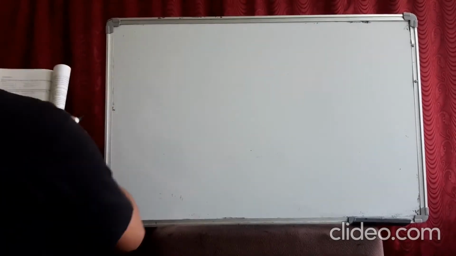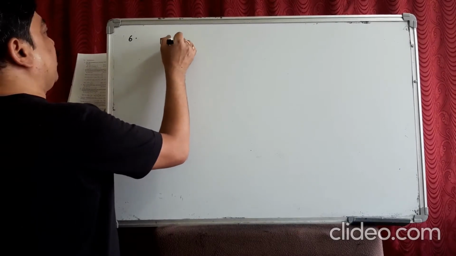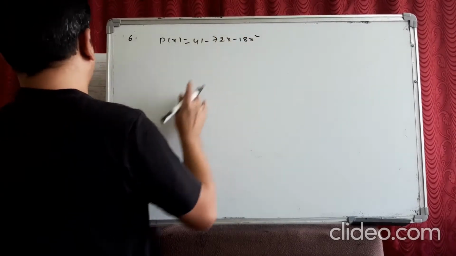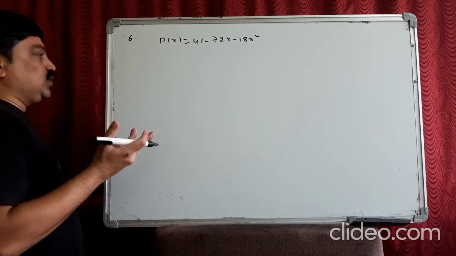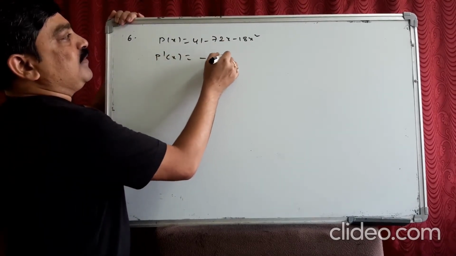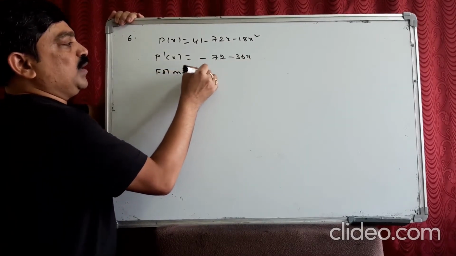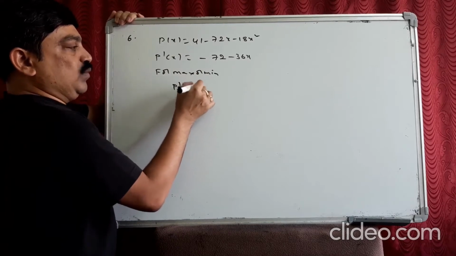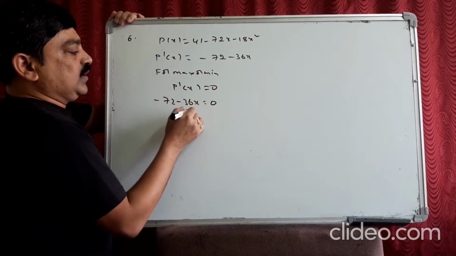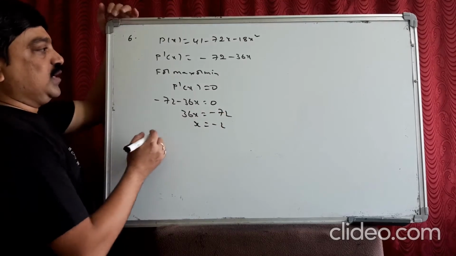Right, so the sixth question. Very simple one. Find the maximum profit. This profit is given by an equation 41 minus 72x minus 18x square. They have asked us to find maximum profit, so we go with the same process. P dash of x, derivative, is minus 72 minus 36x. What we know? For maximum or minimum, P dash of x should be equal to 0. So minus 72 minus 36x equals 0, 36x equal to minus 72, x is minus 2.